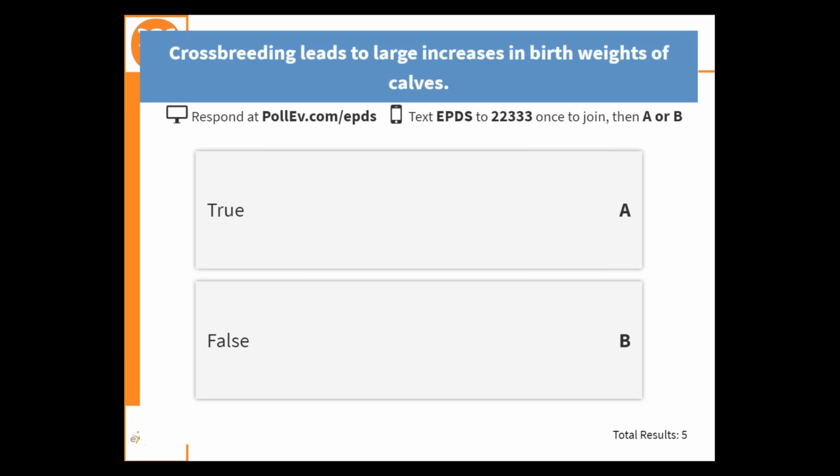If you think we do get large increases in birth weights of calves due to crossbreeding, click A. And if you think that we don't get large increases in birth weights of calves, go ahead and select option B. We'll give you a few seconds to respond here.